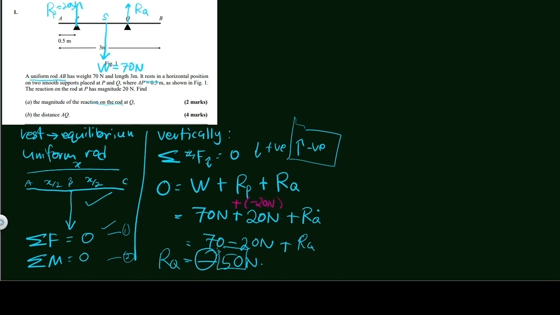So RQ. Here the question asks for the magnitude, so you just need to write RQ equals 50 Newton. The negative is just the direction to show it is upward. Okay, so we have settled this one.